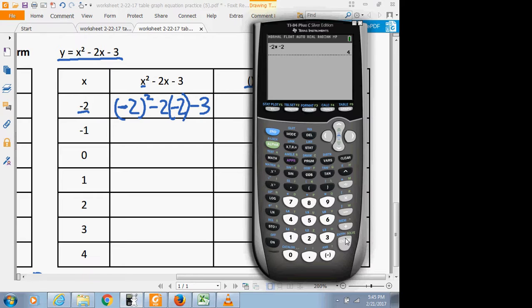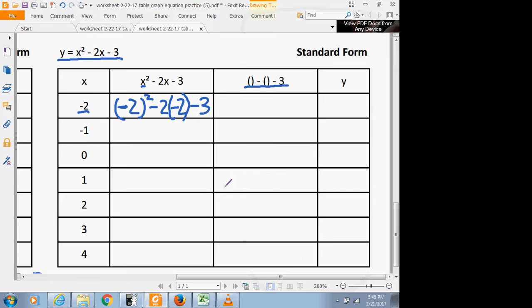4. If you prefer, you can do negative 2 and use the squared button. But you have to put the negative 2 in parentheses. Otherwise, the calculator will think you're just squaring 2. It won't think you want to multiply negative 2 times negative 2. And you get a positive 4. So my first term is 4. And then I subtract 2 times negative 2.